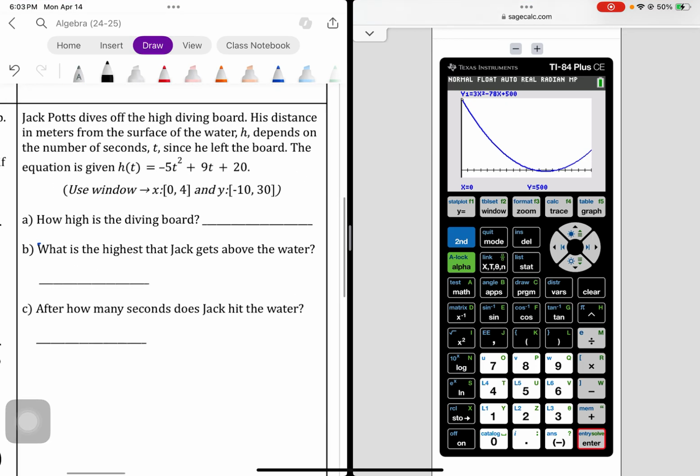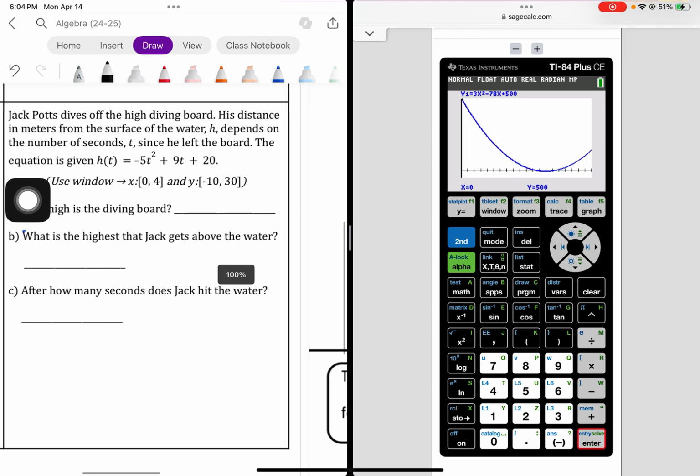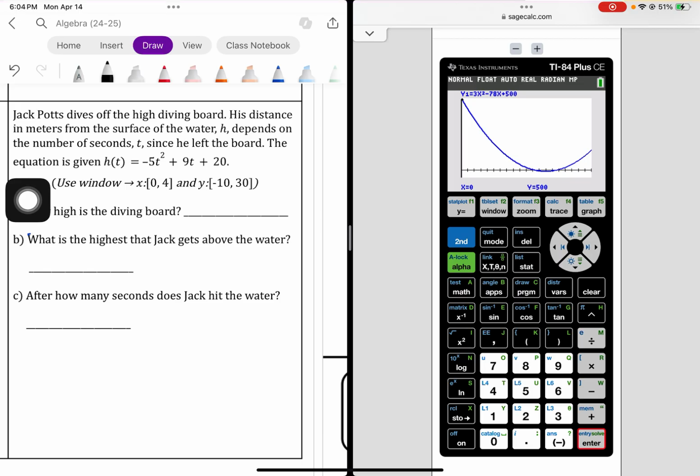Jack Potts dives off the high diving board. His distance in meters from the surface of the water, h, depends on the number of seconds, t, since he left the board. The equation h(t) equals negative 5t squared plus 9t plus 20. We have a new window. We have 3 questions. So let's first determine what our x and y axis represents. So the y, because it's h of t, the y is the distance, and we're in meters, and then the x is seconds.